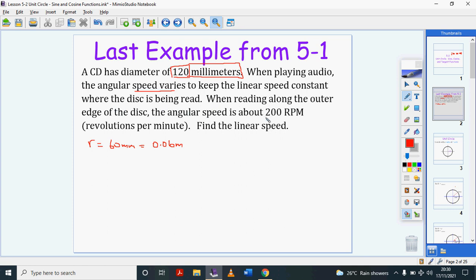When reading the outer disk, the angular speed is around 200 rpm, and they want us to find the linear speed. So we know v is equal to omega r is the equation we're going to use to find the linear speed. But to use that equation, we need to first know what omega is, and that has to be in radians per second. Fortunately, we've been given omega, it's 200, but it's been given in revolutions per minute. So we need to change that revolutions per minute to radians per second.